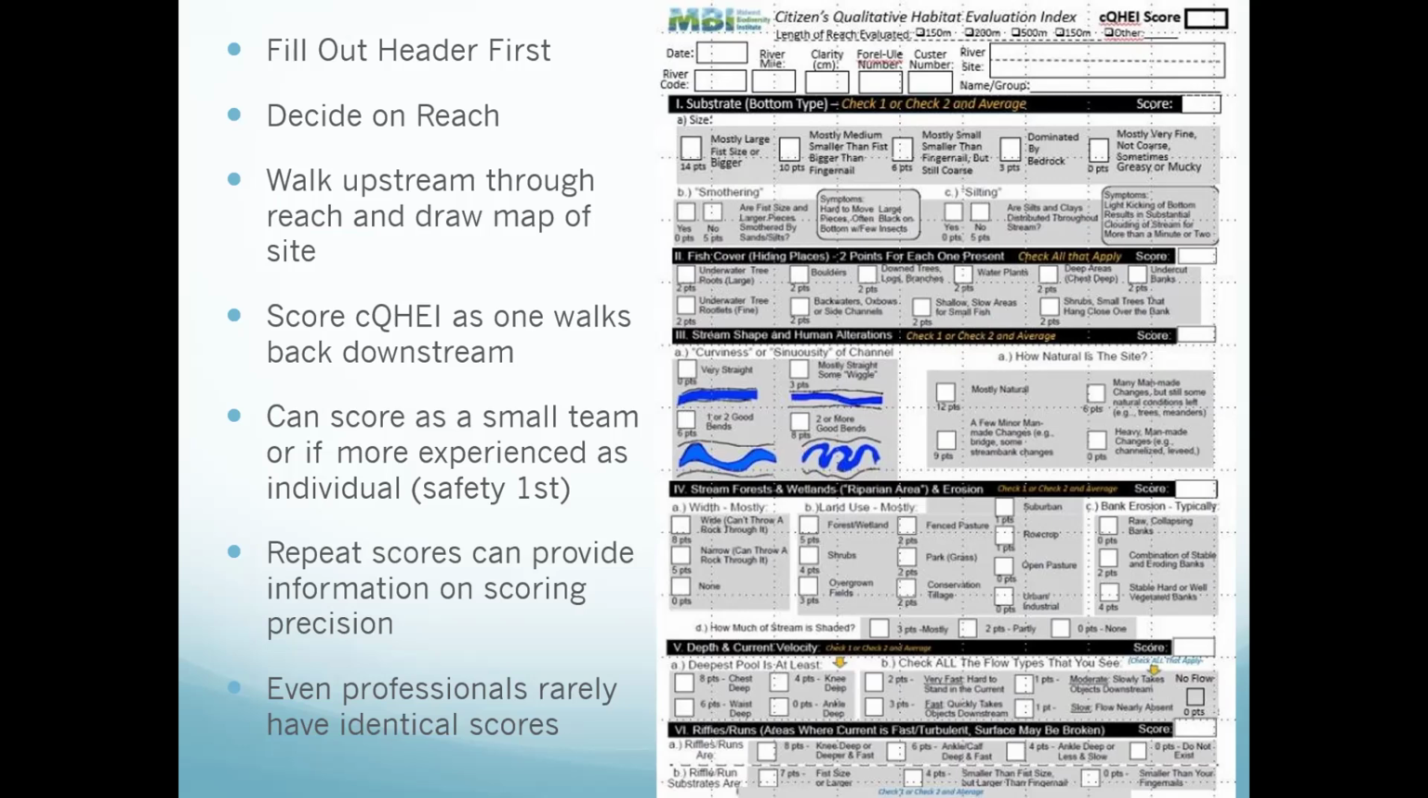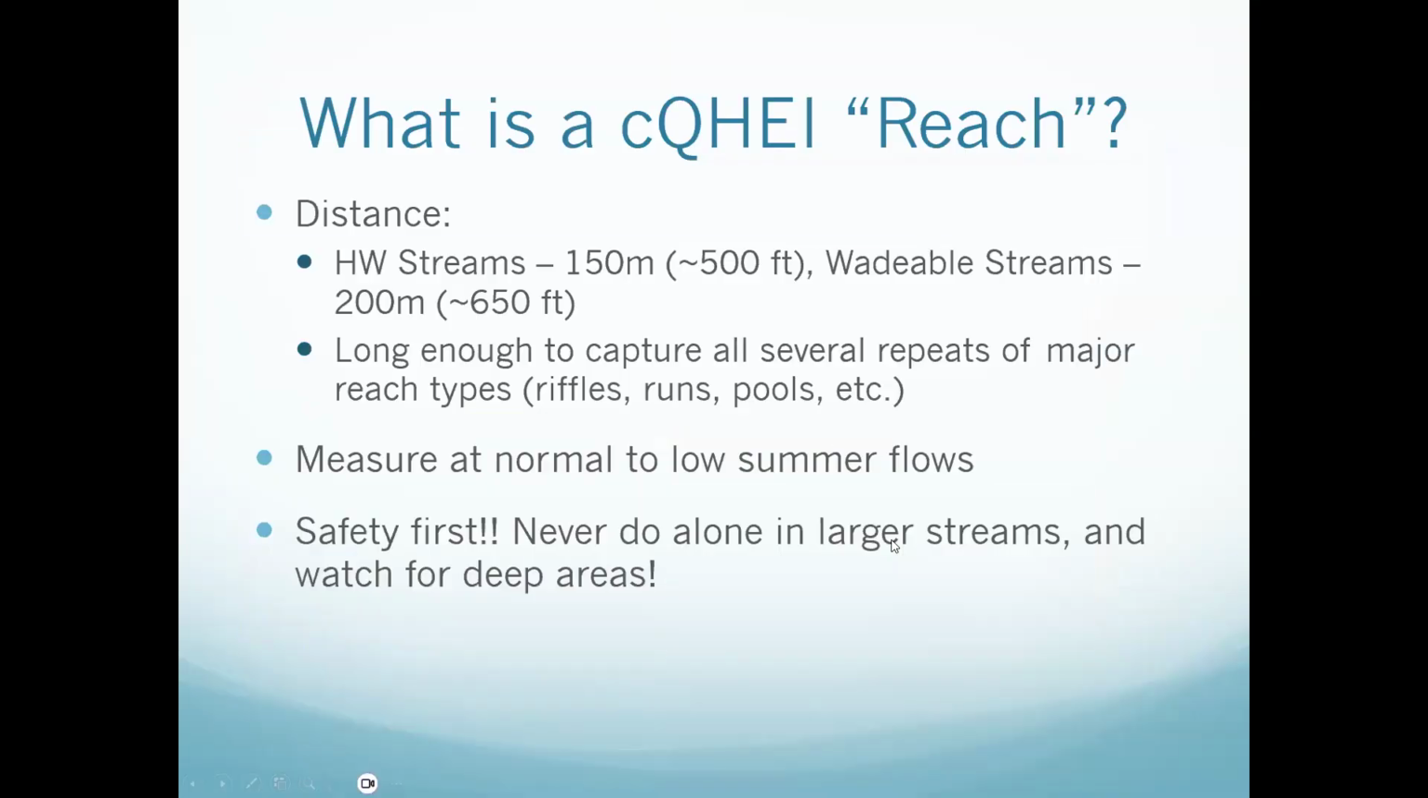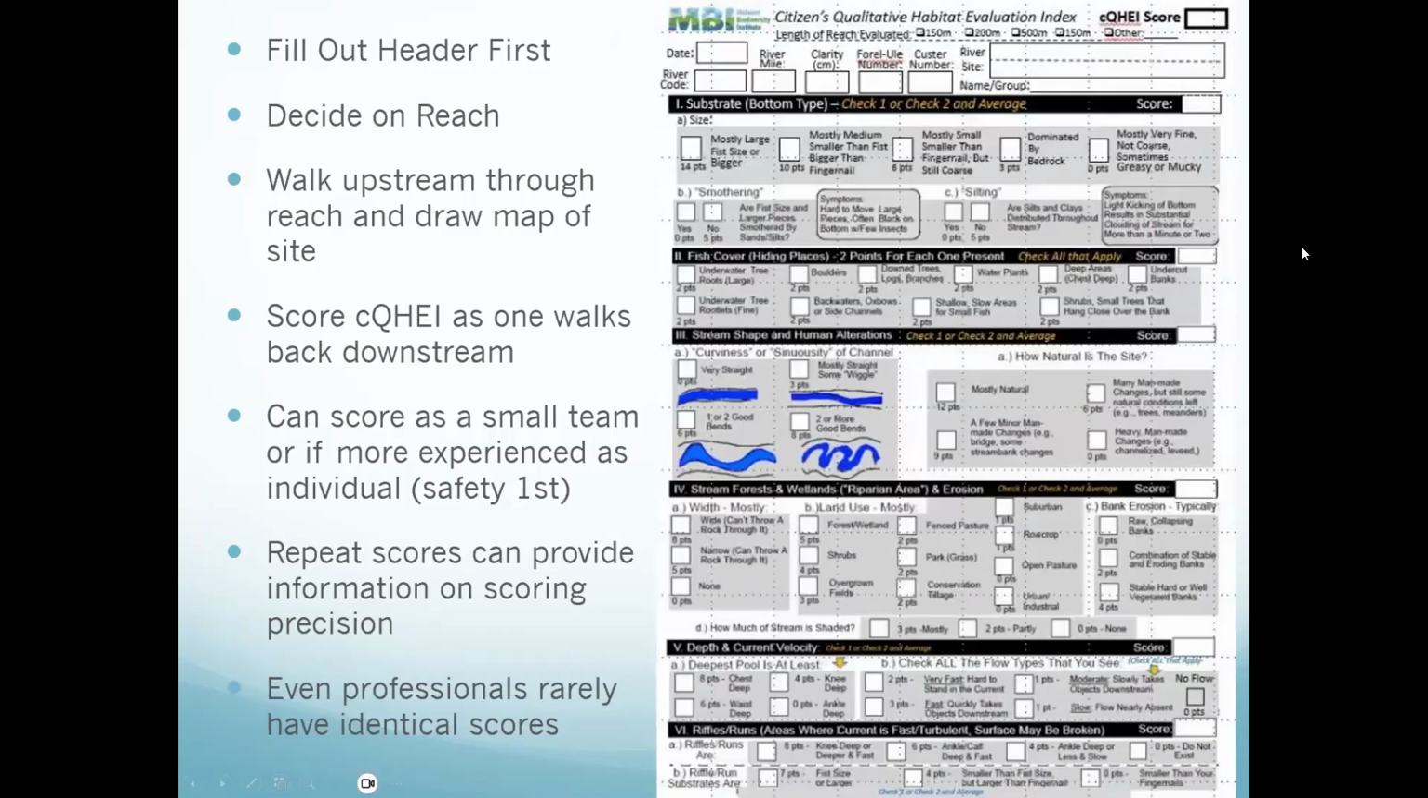So you'll walk upstream through the reach, and typically we like to draw the map of the site first. This is the back of the sheet, where you'll draw your stream with the different habitat types that you see. That makes it a little bit easier to go through your data form and check what was present. I like to make little dots as I'm walking through, marking what substrate sizes or fish cover are there.